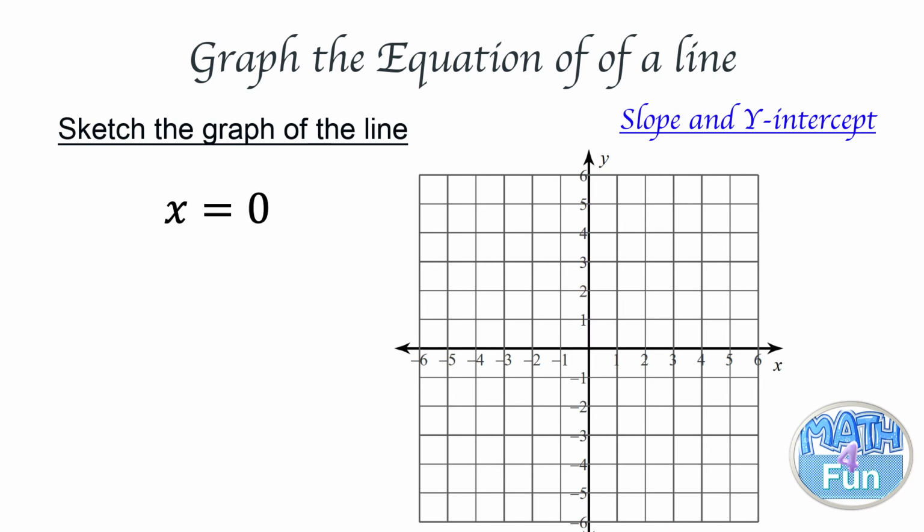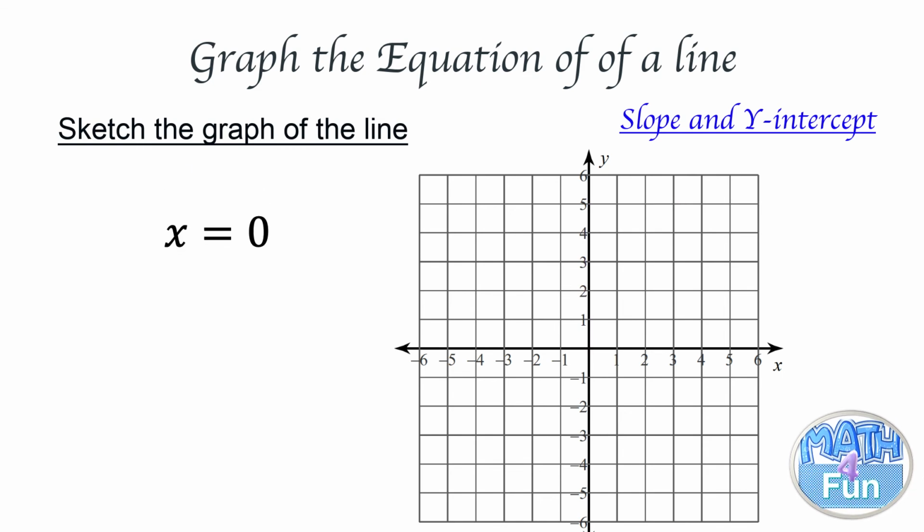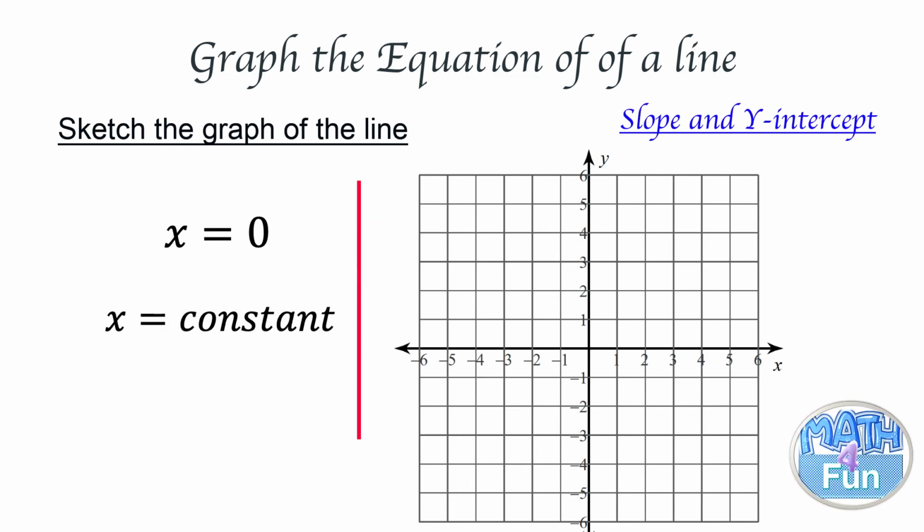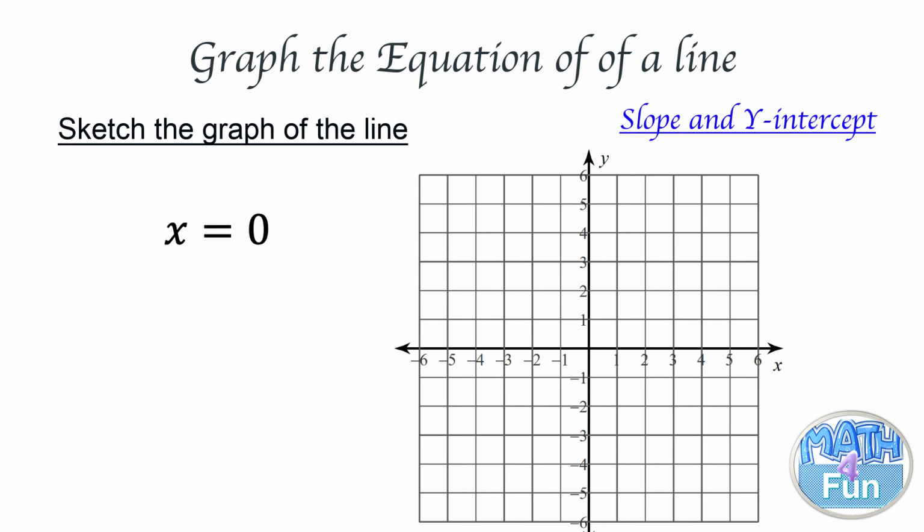Let's look at x equals 0. As we mentioned previously, any line with the equation x equals a constant is going to be a vertical line at that constant. So here we have x equals 0, which means that we stop at 0 and we graph a vertical line. This would be the graph for x equals 0.